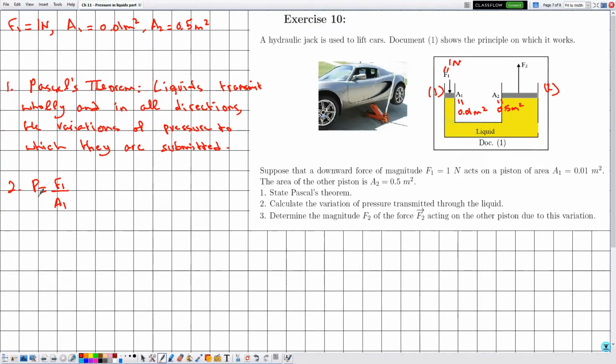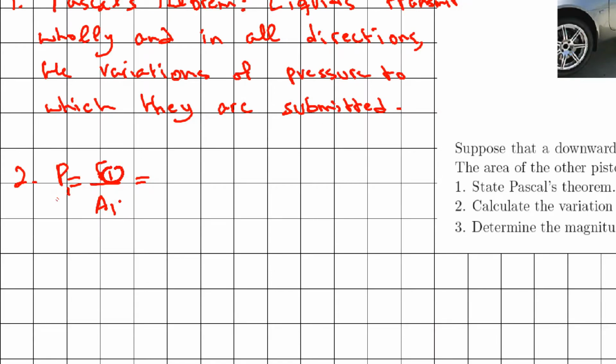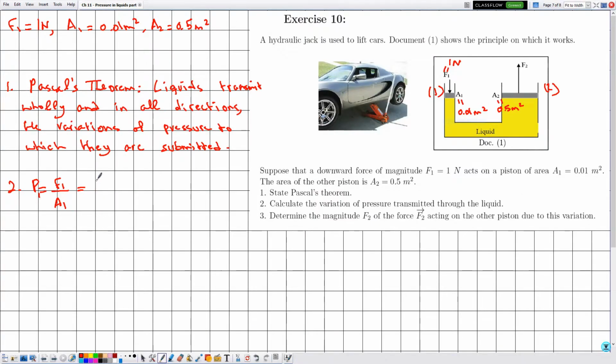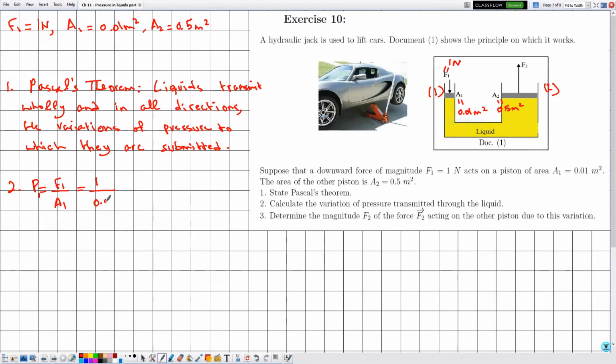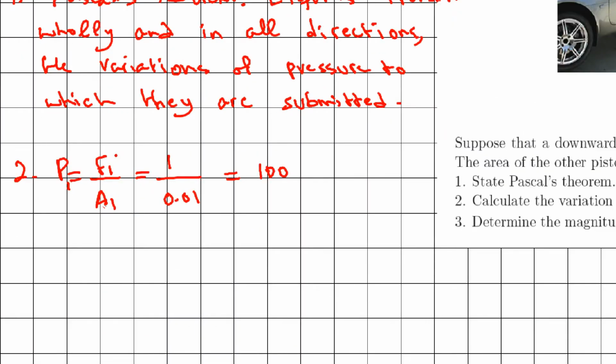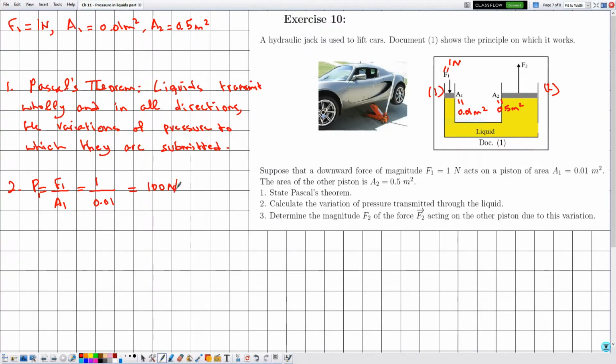Let's denote this pressure by P1 because everything carries the index 1. Now the value of F1 is given by 1 and the value of A1 is given by 0.01. Plugging this fraction on the calculator, the value of P1 is given by 100. Since both F1 and A1 are expressed in the SI, the value of P1 will be expressed in the SI, which is Newton per meter square, and pressure is usually denoted by Pascal. So the variation of pressure transmitted through the liquid is given by 100 Pascal.